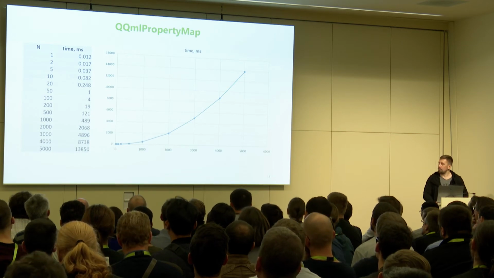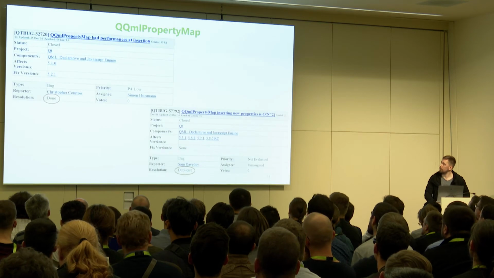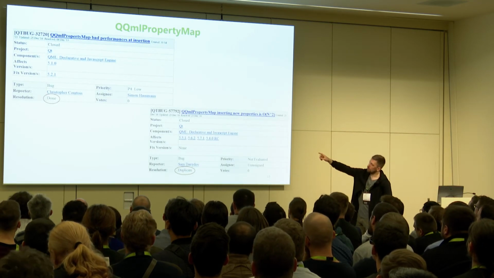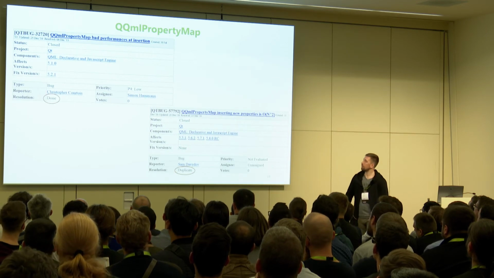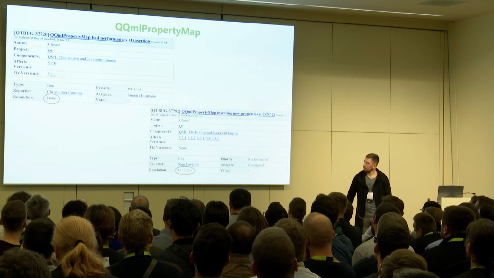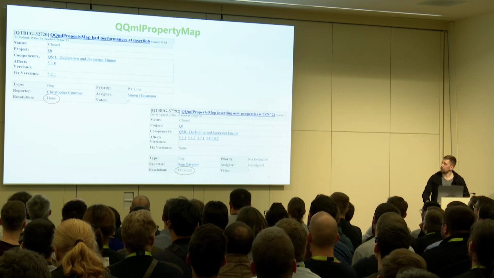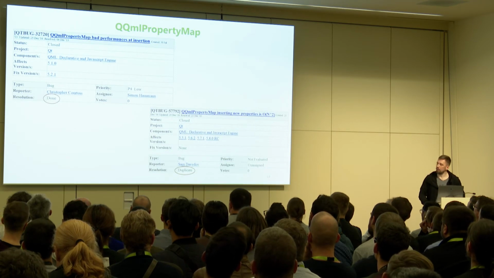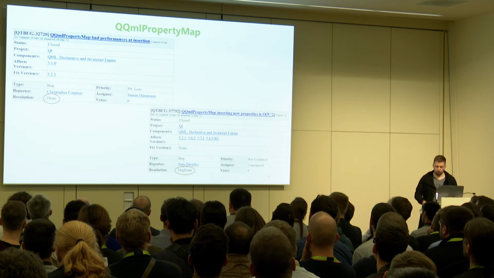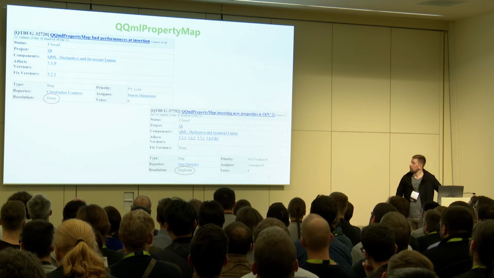But incidentally, it wasn't always so. Back in the days, in Qt 5.2, it was n-cubed. There was an issue about QQmlPropertyMap's bad performance at insertion. And many thanks to Simon Hausmann, who fixed that. And now it's n-squared. Looks like people with the name Simon are in charge of fixing QQmlPropertyMap.